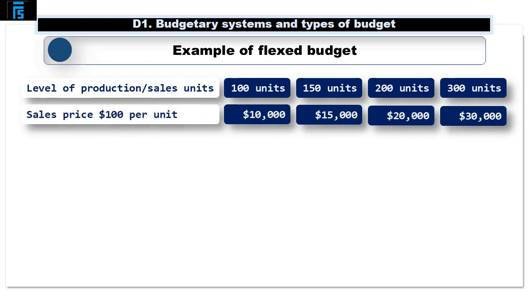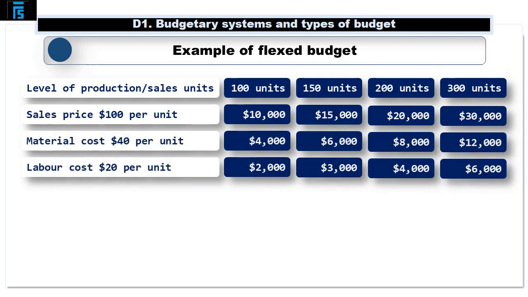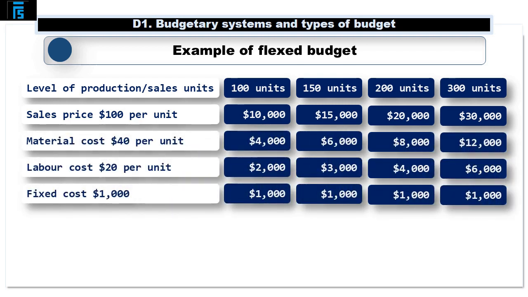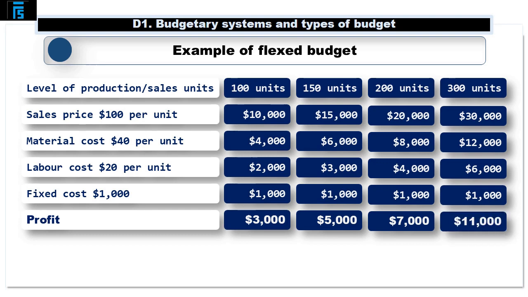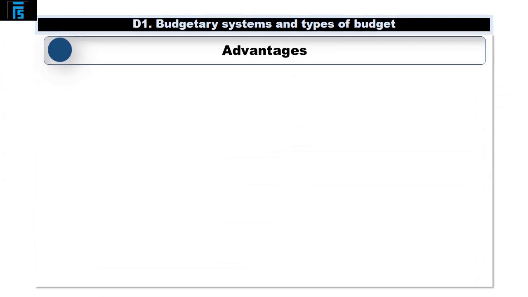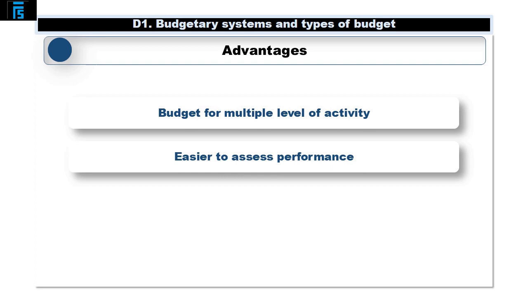Given a standard selling price of $100, standard material and labor costs of $40 and $20, and standard fixed cost of $1,000, then profits of $3,000, $5,000, $7,000, and $11,000 would be expected at each level of production or each level of sales. A flexible budget is useful in that it allows changes in the actual production and sales volumes, and thus can be more easily incorporated into the performance appraisal process.